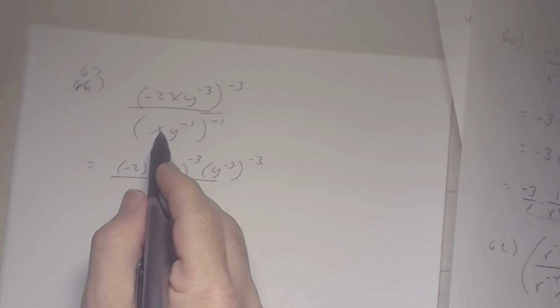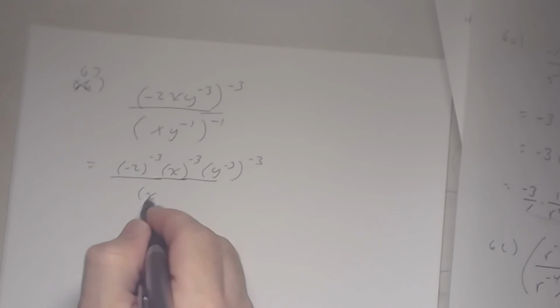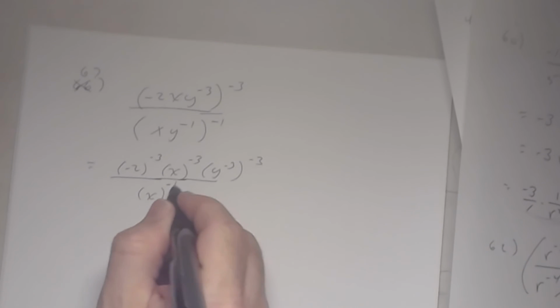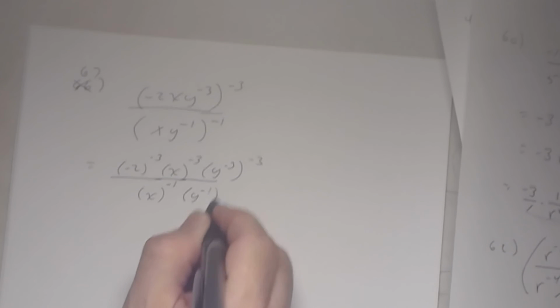Let's talk about the denominator. X to the first raised to our power, -1. Y to the -1 raised to our power, -1. So that's where we are. Okay?